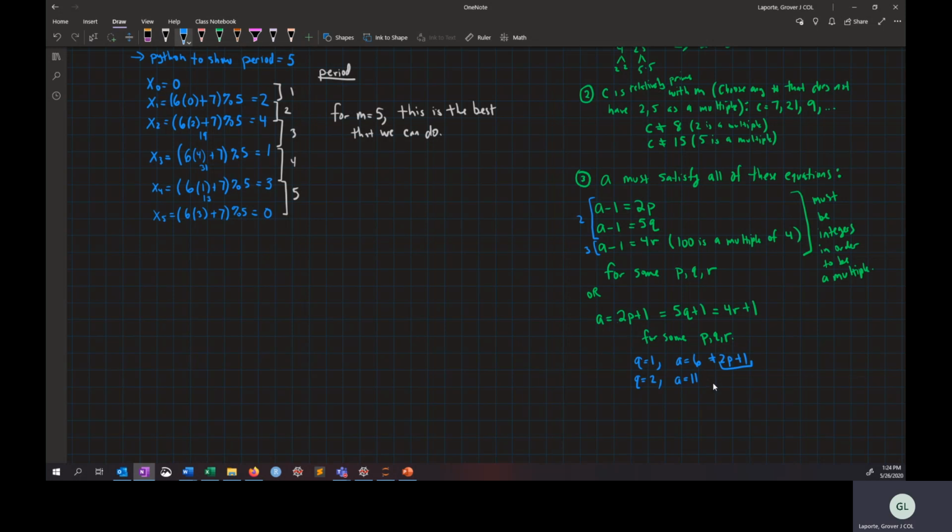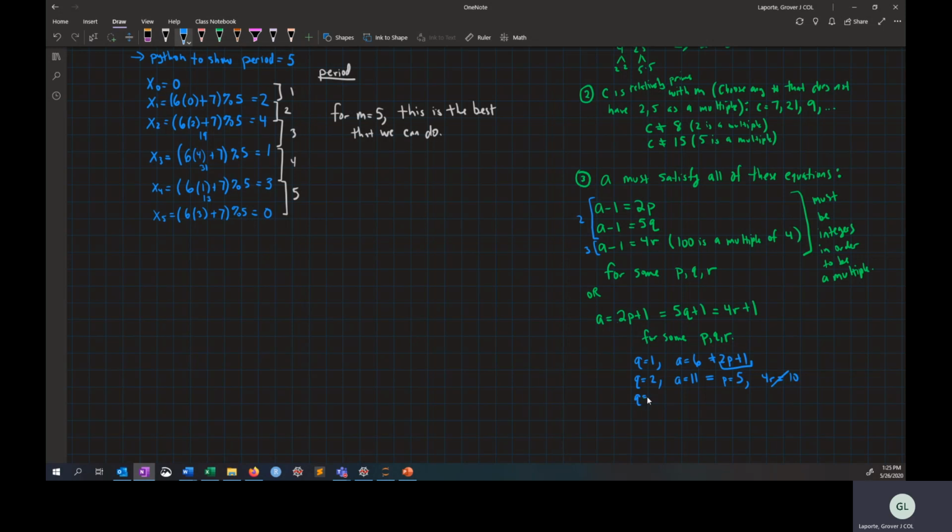Is there an integer P that I can substitute in? Let's see, 11 minus 1 is 10, so there it is. P would equal 5. So A equal to 11 held up for that first one. And then for 4R equals 11 minus 1, which is 10, that one doesn't work. So that one goes away too. That one doesn't work either.